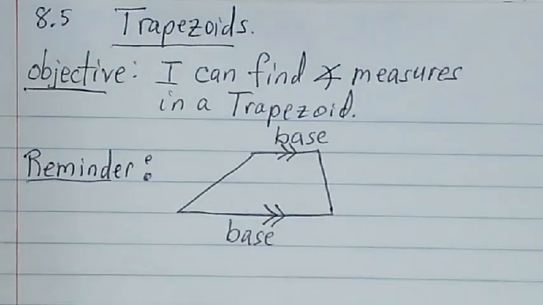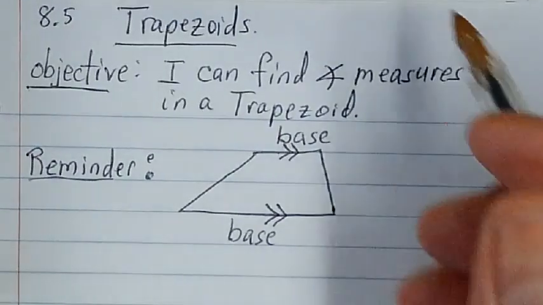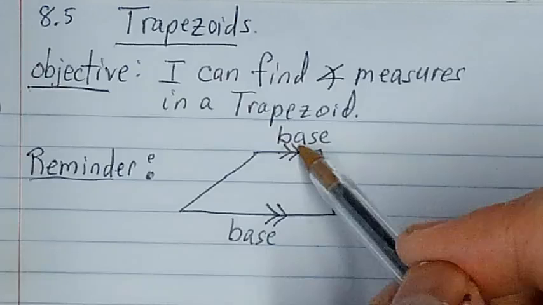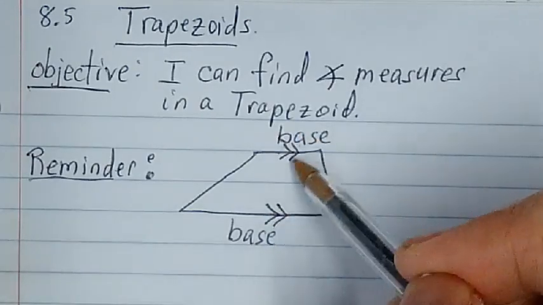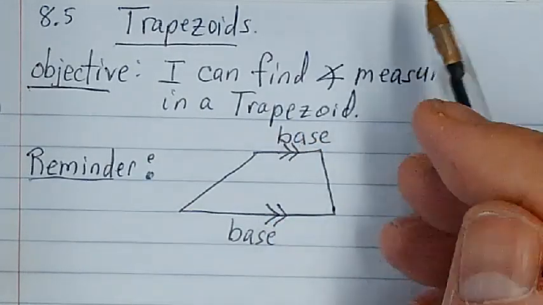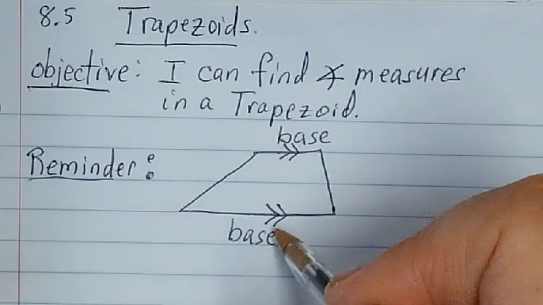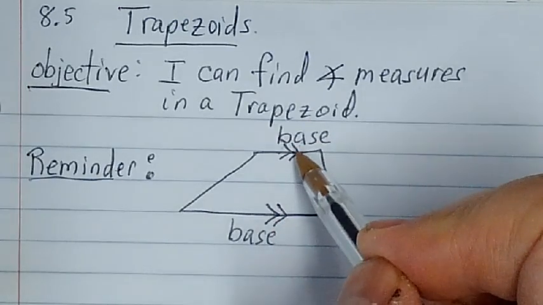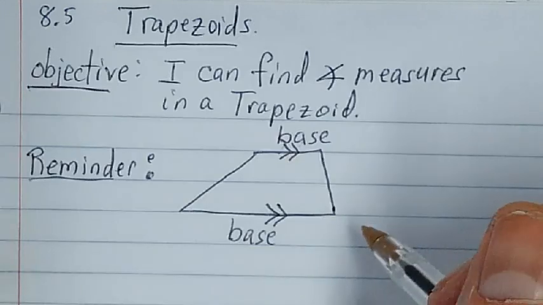Now, somebody said base 1 and base 2. Who said that? Raise your hand. That was smart. But in general, I'm just telling you that they're the bases. And we say base 1 and base 2 to differentiate between the two. Now, those are the parallel sides. That's one pair of parallel sides.